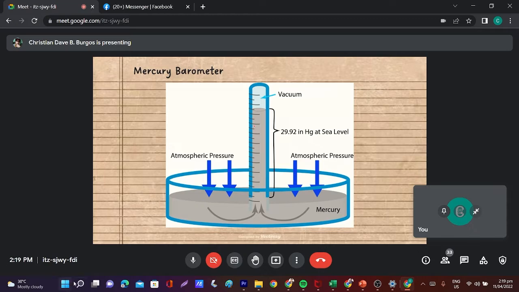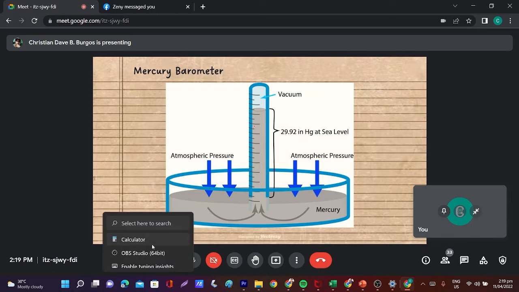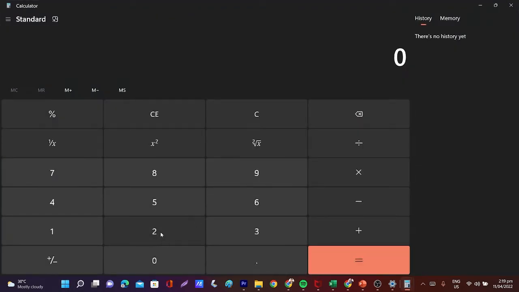For millimeter of mercury, it was here earlier. Okay, 760. Millimeter of mercury. Inch. Okay.